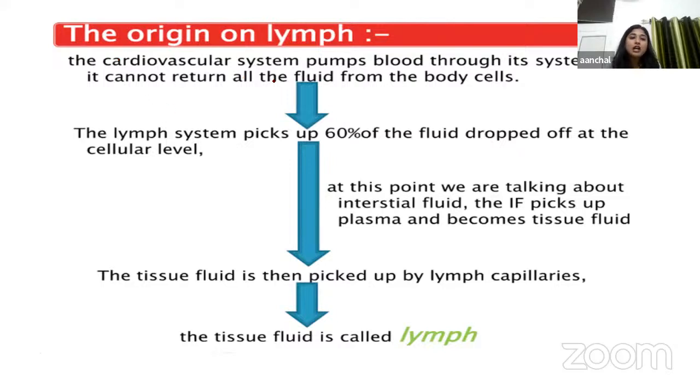The cardiovascular system pumps the blood through its system, but it cannot return all the fluid from the body cells. Now what will happen? The lymph picks up 60% of the fluid dropped off at the cellular level. At this point, we're talking about the interstitial fluid. The interstitial fluid picks up plasma and becomes tissue fluid also, and this fluid is then picked up by the lymph capillaries. And finally, we get the lymph. So this fluid is basically lymph, what we were talking about.